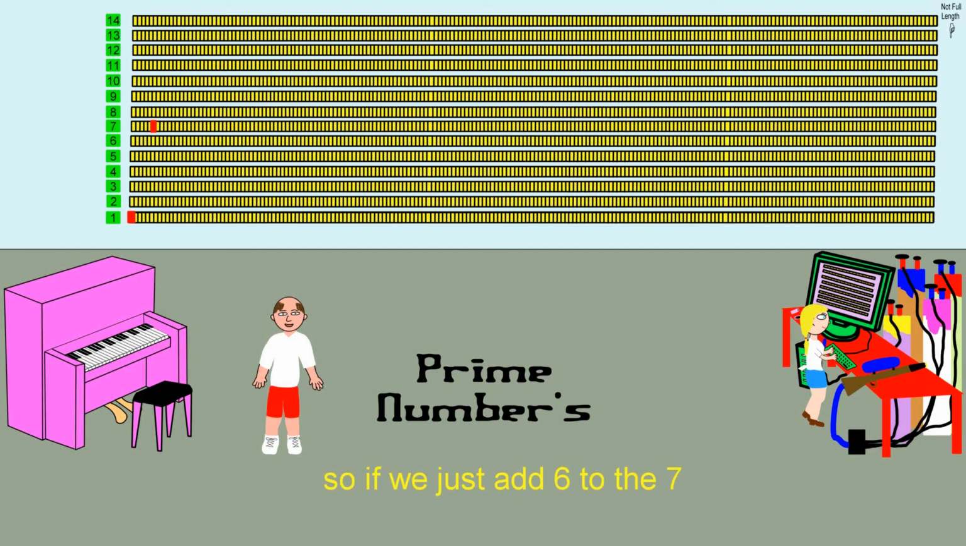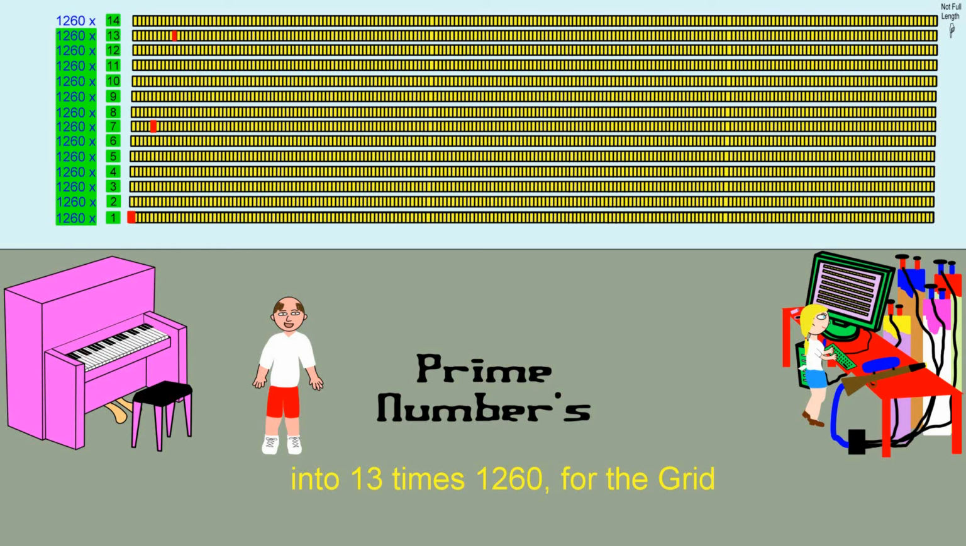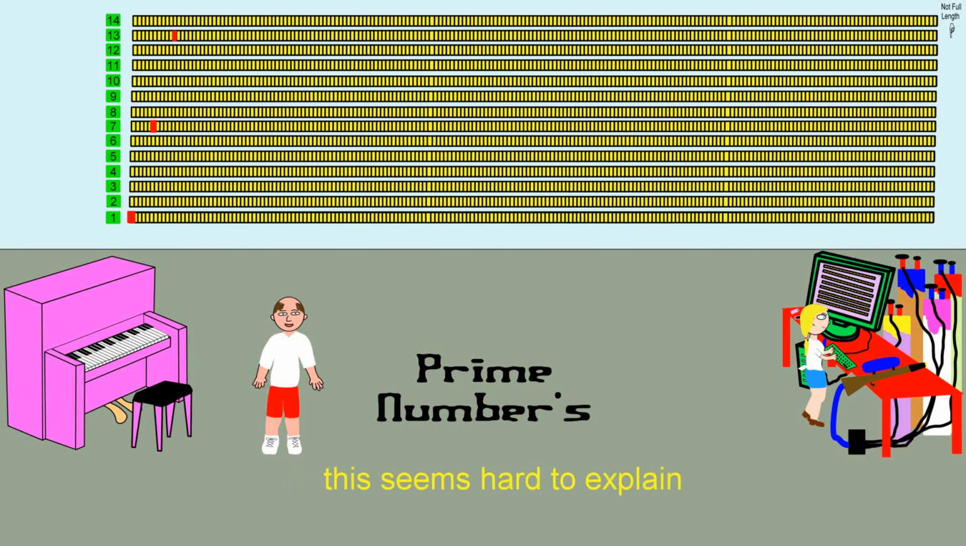So if we just add 6 to the 7, we get 13. If we go to the 13th grid and to the 3rd position of the symmetrical pattern, we will find the number 16,445. This breaks down into 13 times 1260 for the grids, plus the 65 for the 3rd position. This seems hard to explain, but it is a very simple process. There are position charts that illustrate this very clearly, but they are too much for this animation.